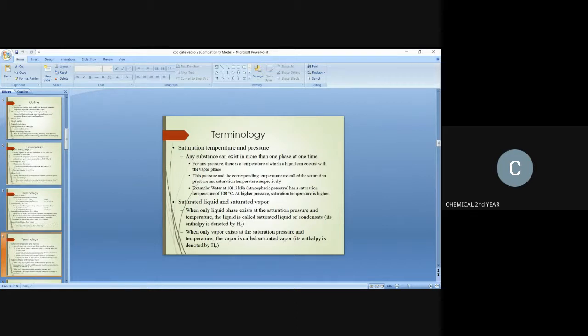Next, saturated liquid and saturated vapor. When only the liquid phase exists at the saturation temperature and pressure, the liquid is called a saturated liquid or condensate. Its enthalpy is denoted by Hc. When only vapor exists at the saturation pressure and temperature, the vapor is called saturated vapor. Its enthalpy is denoted by Hv.